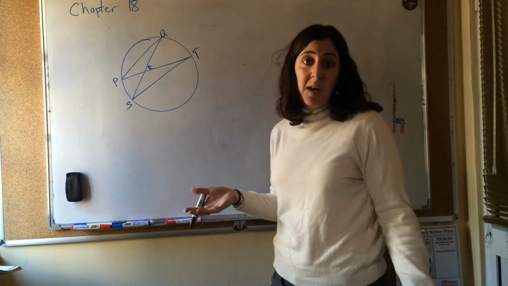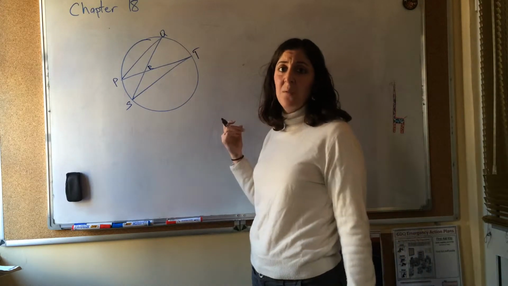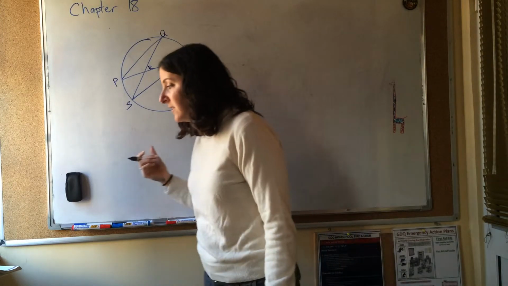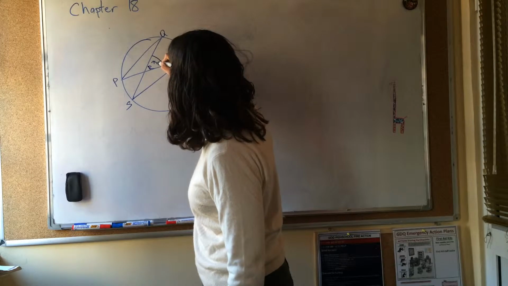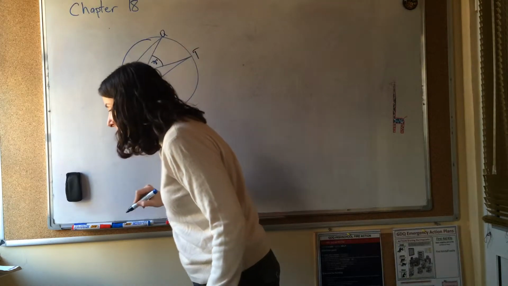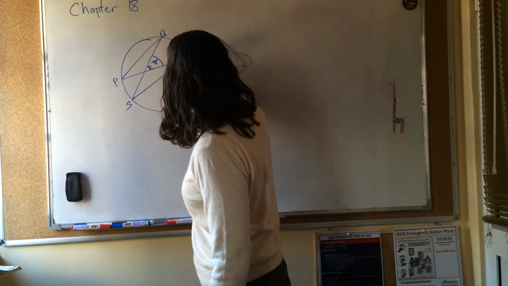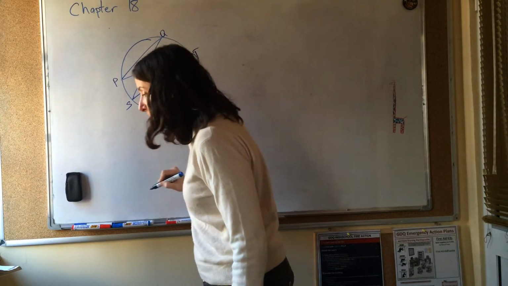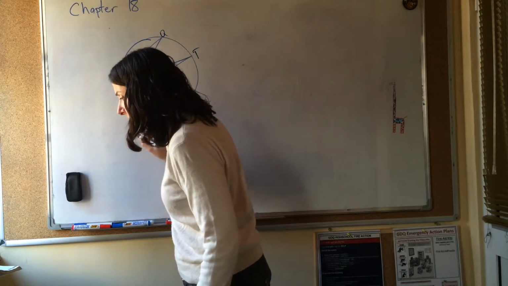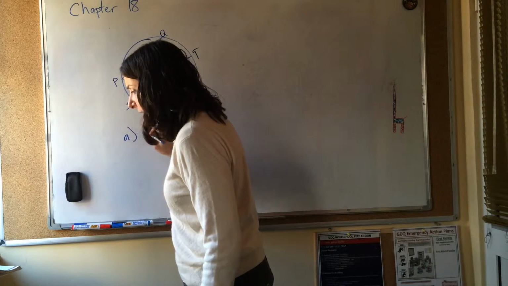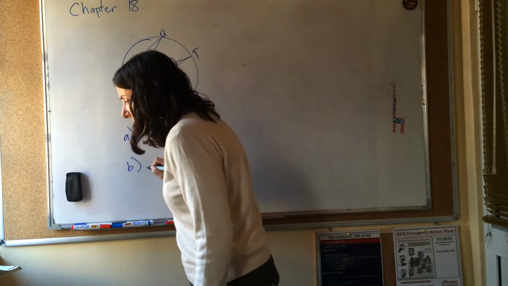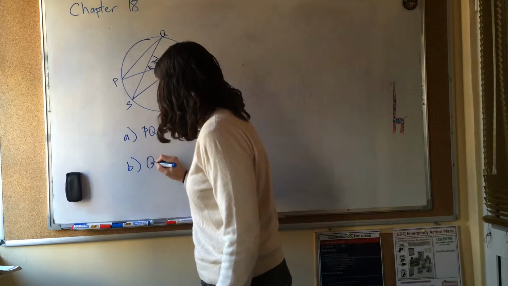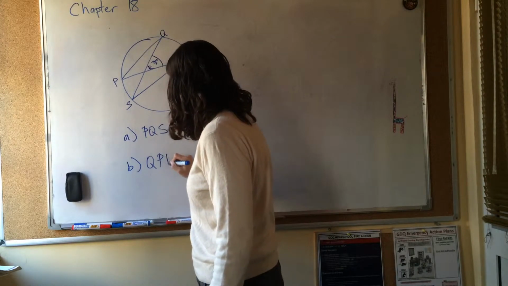We don't have a center. We don't need one for either of the properties that we just went over. We don't need to use the center of the circle. So they're telling us that this angle here is 78 degrees, and this one is 25. And they want you to find, in A, angle PQS, and in B, angle QPT.